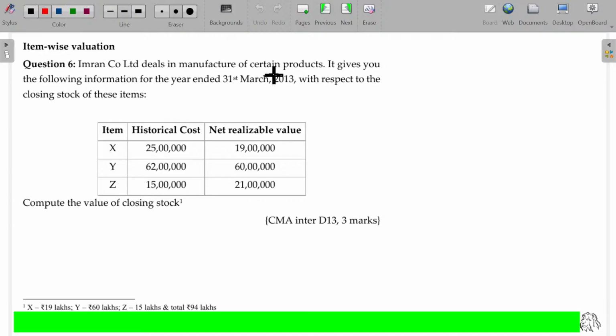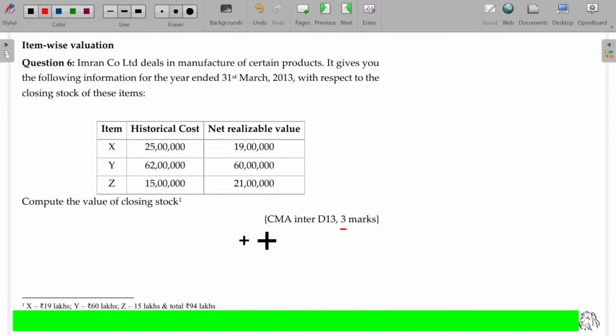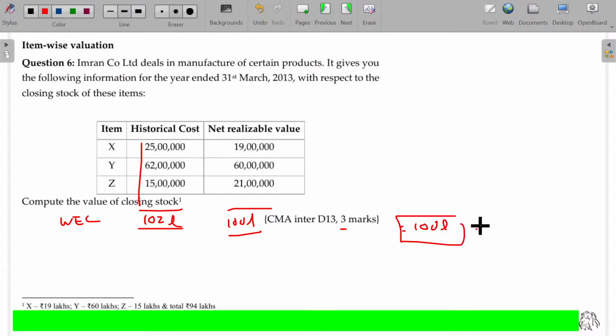Imran Company Limited deals in manufacturing certain products. It gives you the following information for the year ended 31st March 2013 with respect to the closing stock of these items X, Y, Z: historical cost, NRV. Compute the value of the closing stock. See, this question carries 3 marks in the examination. In an MCQ, it was given 25 plus 15 plus 62, 1,02,000. This will be 1 lakh. As per the provisions, whichever is lower, 100 lakhs is valued, and the question is asked whether it is true or false. No, it's not true.